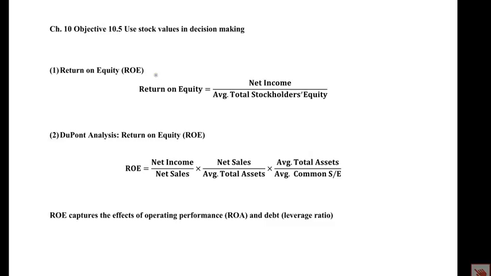So if we think about the value of equity relative to the performance of the company, the primary ratio we'll look at is return on equity, which is net income over the average total stockholders' equity. But if you remember your ROA analysis, and we had a DuPont form of it, we have a DuPont analysis of ROE. So you have net income to net sales to average total assets, and now we have average total assets to average common stockholders' equity. So this is a leverage ratio.